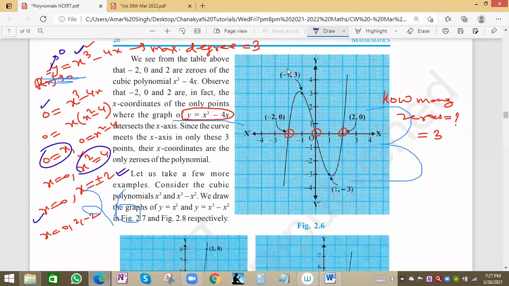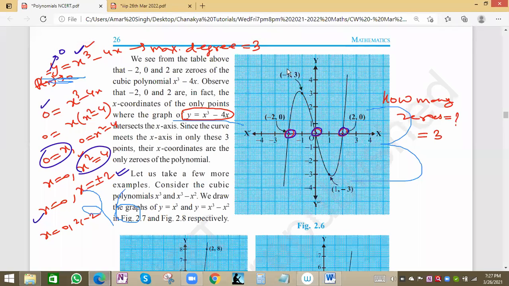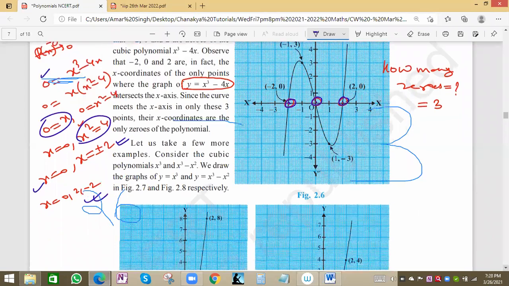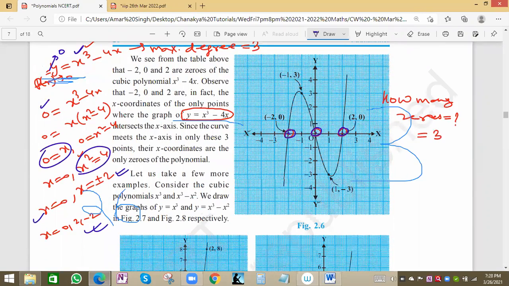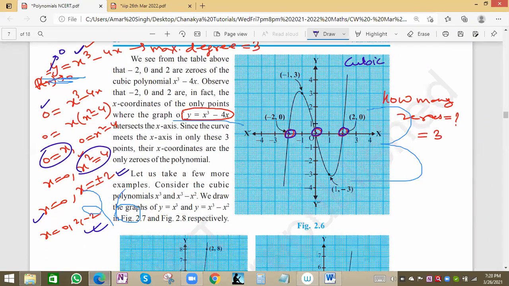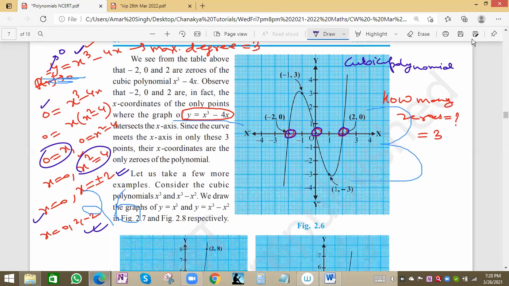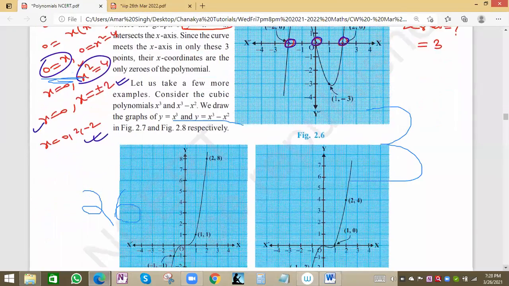So we can see from the graph also: this is 0, 2 here and minus 2. So at these 3 points P(x) will be 0, which means the y value will be 0. Correct, the answer is correct. From the equation we can solve, or from the graph we can see, the number of zeros will be 3. Correct. Now we have two graphs. This will be a cubic polynomial because we have degree 3. Maximum power of x was 3.